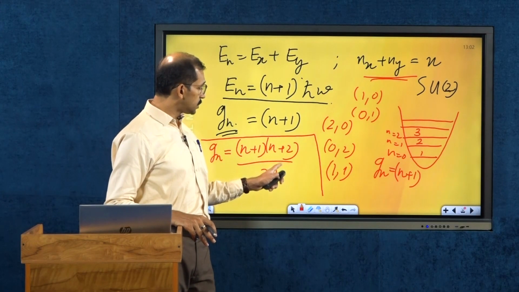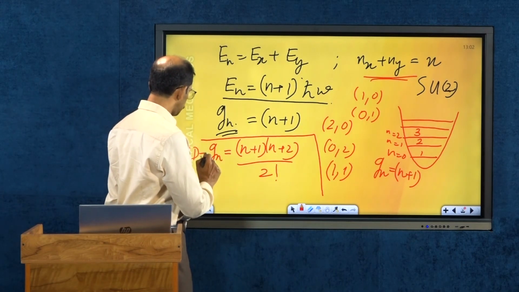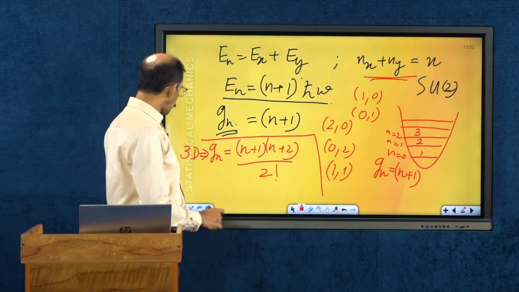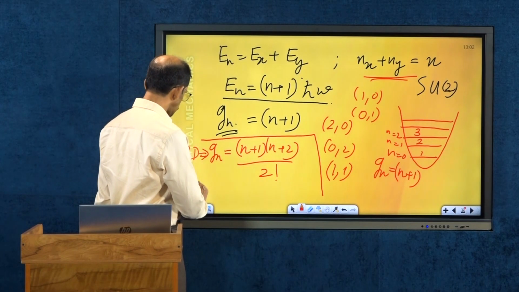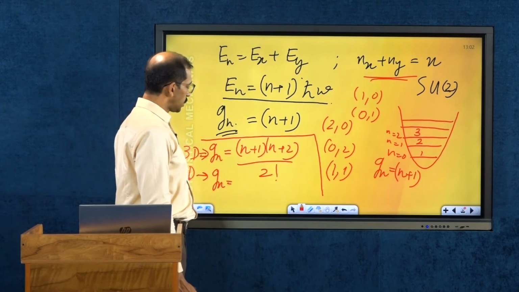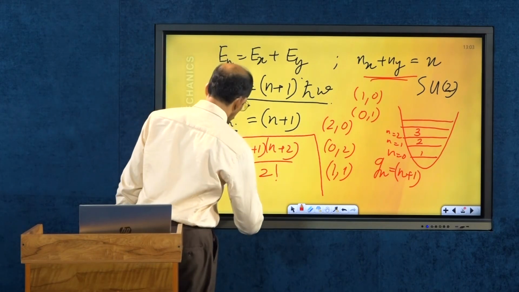This is the situation corresponding to a 3D oscillator, right? If it was a 4D oscillator, my Gn can be written as (n plus 1) into (n plus 2) into (n plus 3) divided by 3 factorial.